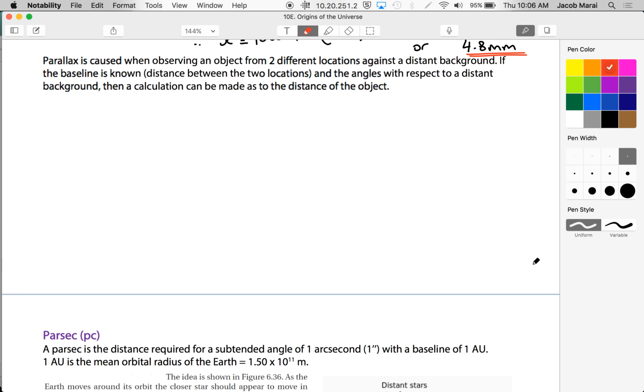Now, change eyes. Close the other eye, open the other eye, close. All right, now Robert has appeared to move, making measurements. Robert has appeared to move. Now, if I know one side length, I could measure the angle that Robert has appeared to move, and that's called your parallax angle.